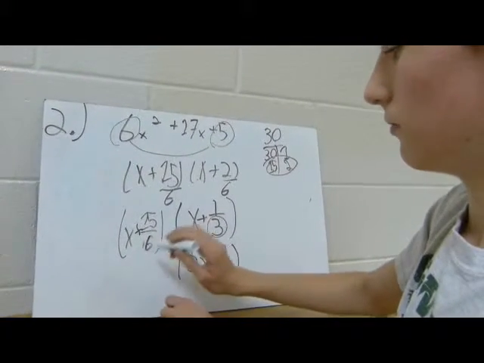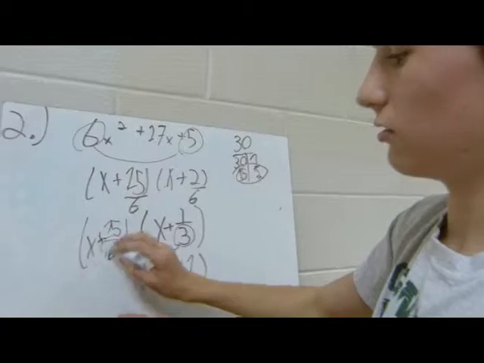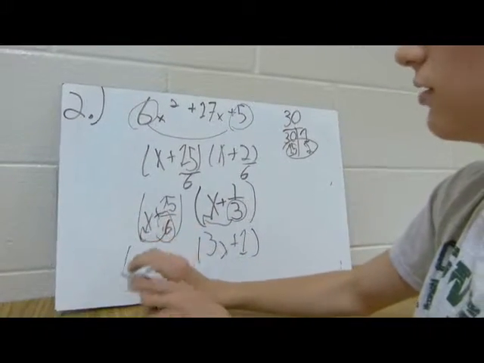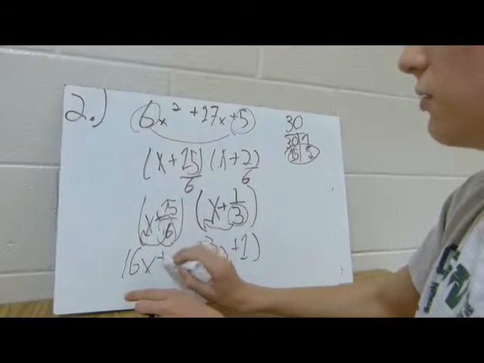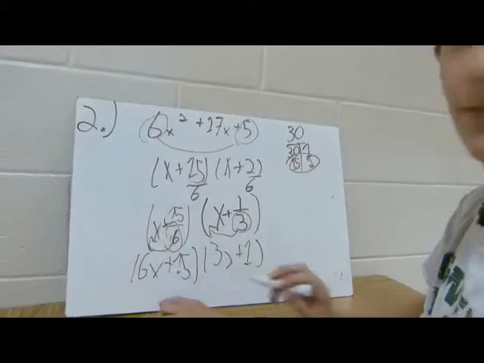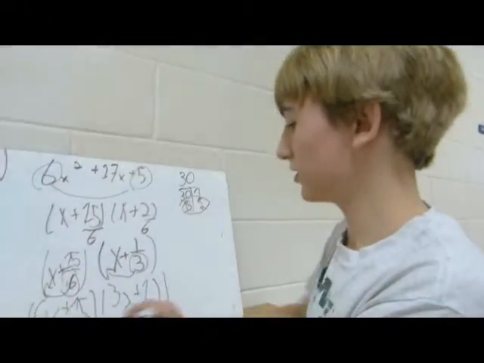And for this one, it doesn't work out either, so you would bring the 6 and put it in front, so it would be 6x plus 15. And that's our final answer.